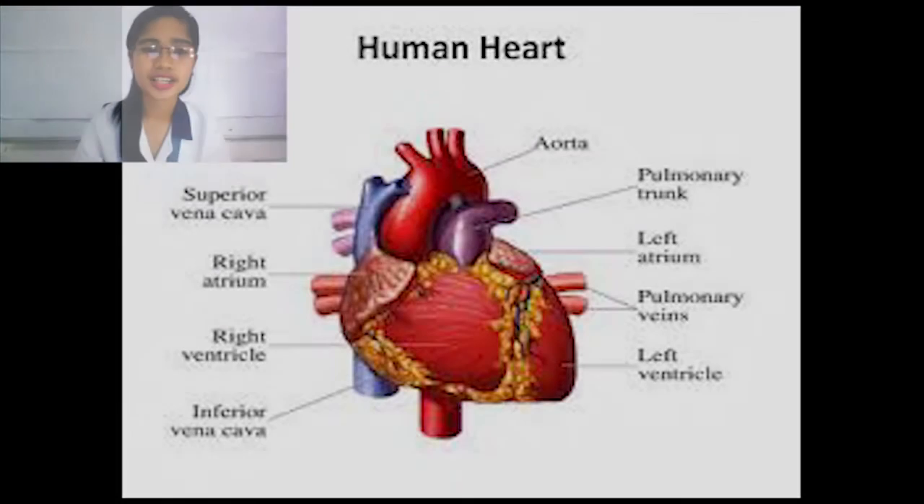First of that is the heart. The heart is a hollow muscular organ that pumps oxygenated blood to the body and the oxygenated blood to the lungs. There are four chambers of the heart: the left atrium, left ventricle, right atrium, and right ventricle.